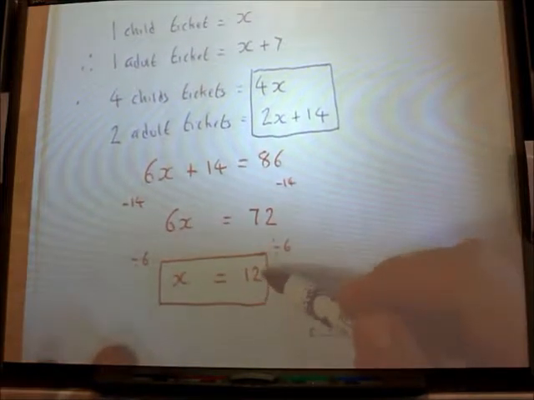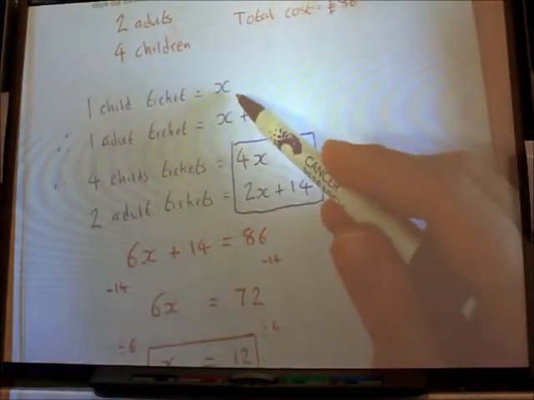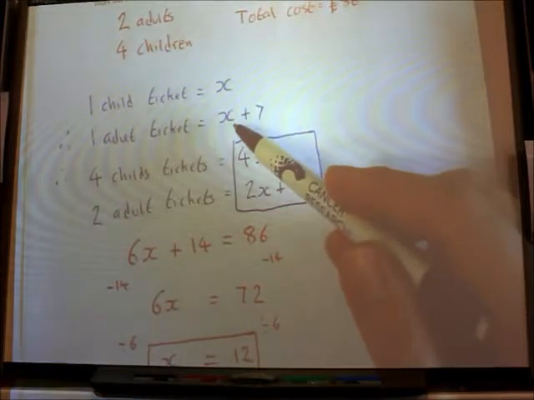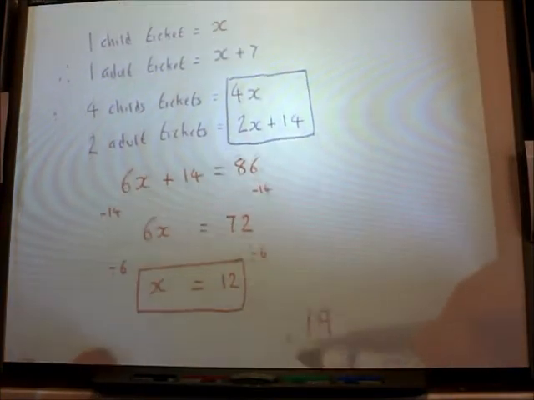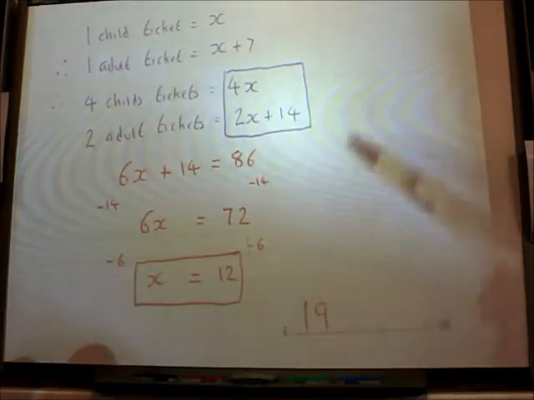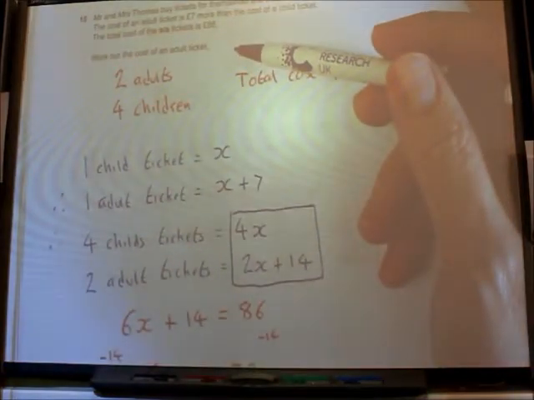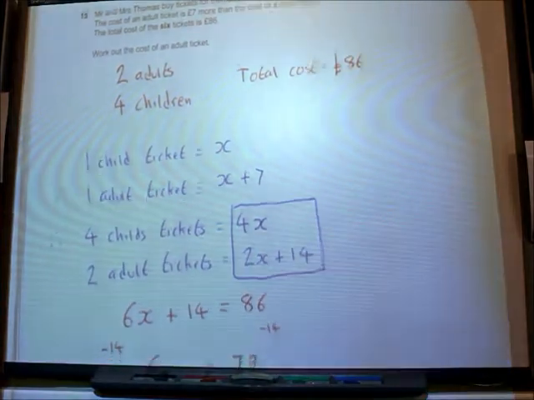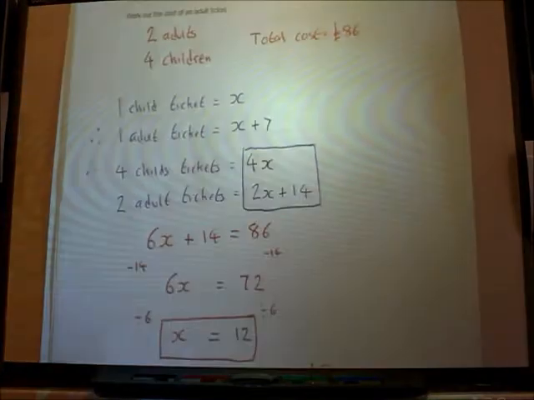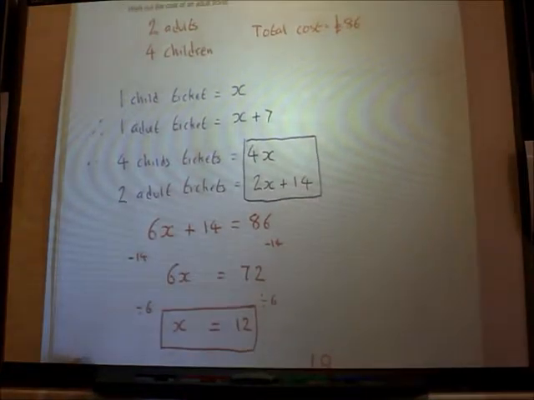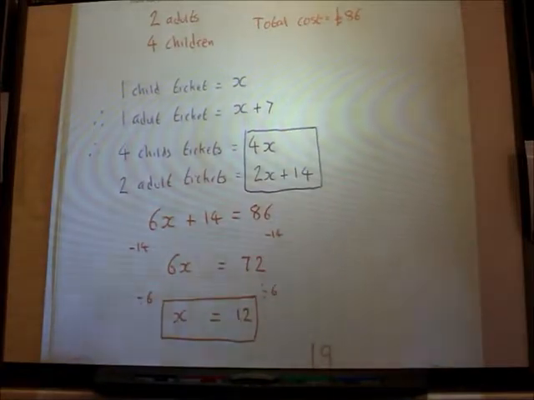And don't forget, X was a child ticket. For an adult ticket, we must add on £7. So 12 add 7 gives us the 19, because the question was, what is the cost of an adult ticket? I'll leave that there so you can see my workings. You can just pause that if you want to have more of a look through what I've done.